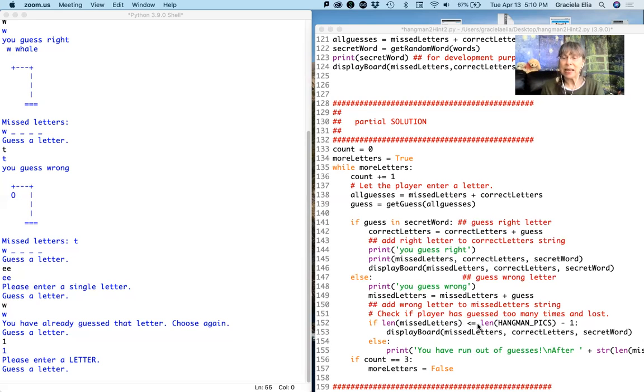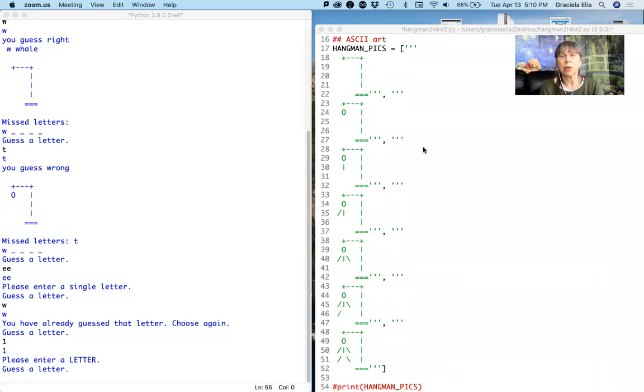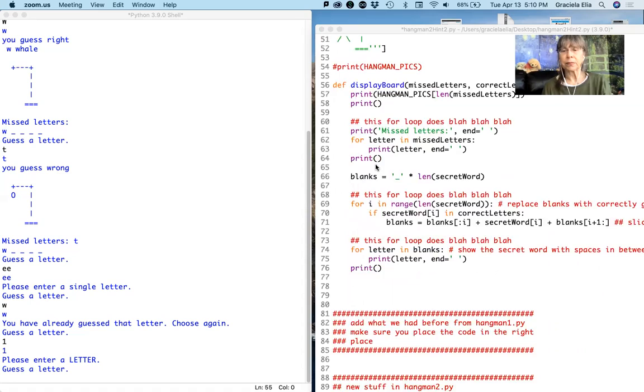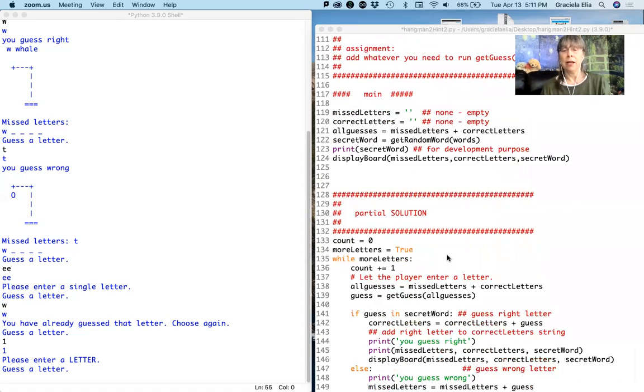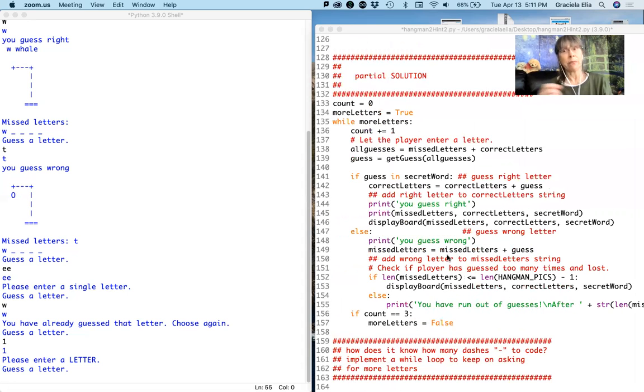So if the length of the missed letters is less than or equal to whatever we have over here, which remember, if we look over here, each of these elements or items of the list is one of the images in sequence, right? Every time there is a missed letter, the next one and the next one will be printed and displayed. So we need the missed letters so we can display the correct picture in the list of Hangman pictures.